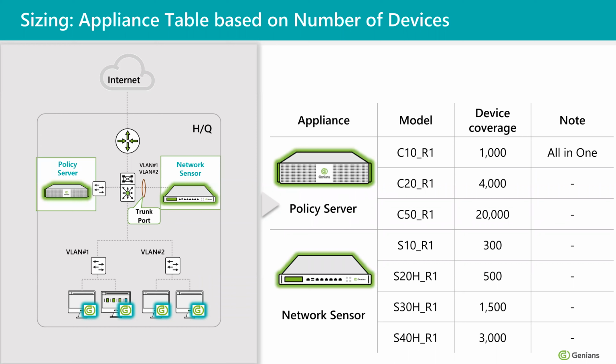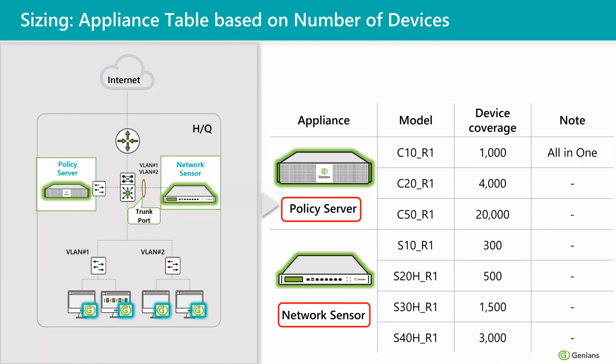Okay, let's move to the sizing of Genians NAC. As I mentioned above about the Genians NAC components, such as the policy server, network sensor, and agent, you first need to check how many devices the policy server and network sensor can cover. Let's look at the table. I divided it into policy server and network sensor.